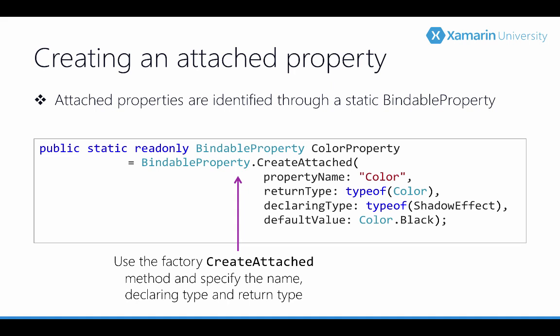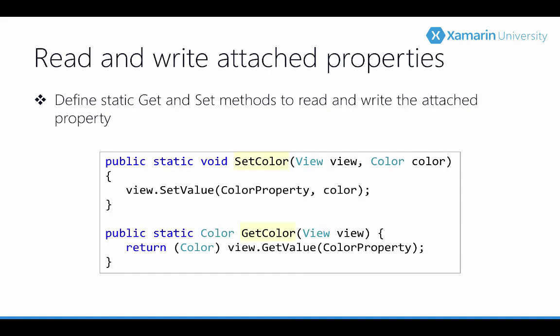Now, the declaring type sets what type the property can be applied to, really where you're attaching it, and a default value in case the property isn't set. And we also need getter and setter methods, and these are used to read and write the attached property. Notice the call to SetValue in the setter method. This is how the property is associated with this specific object, or view in this case.